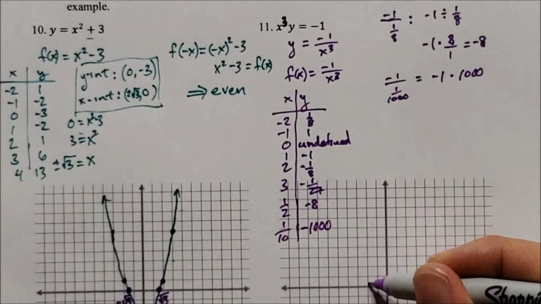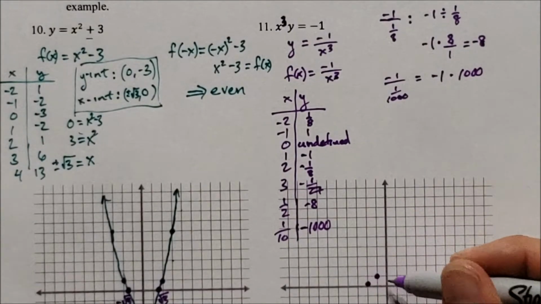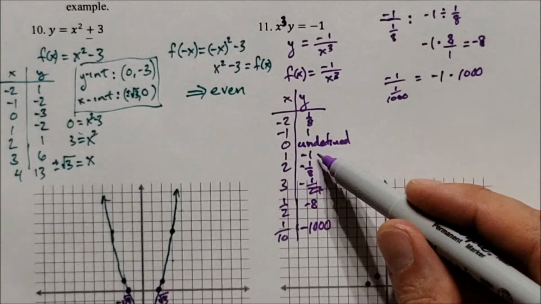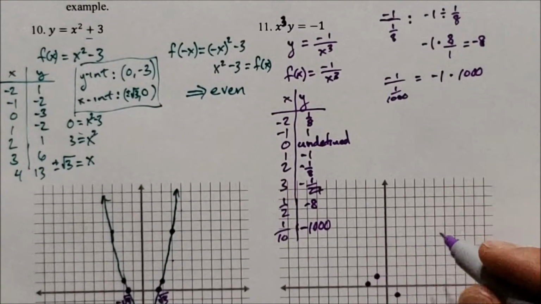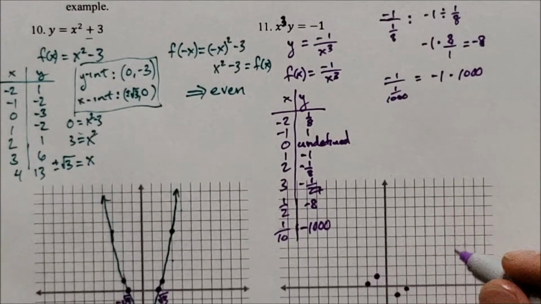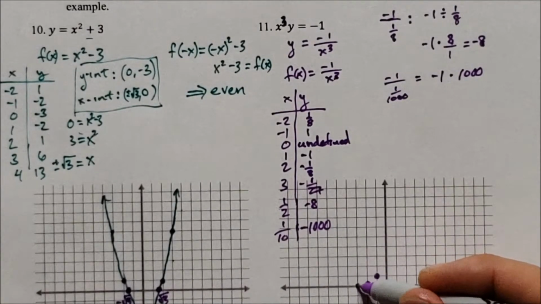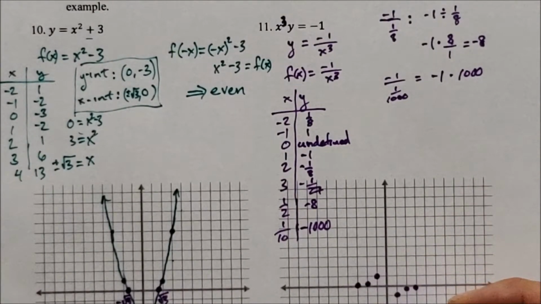Negative 2 was 1/8. Right in there. Negative 1 is positive 1. Right here. 0 is undefined, so we probably have an asymptote, or at least a hole. 1 is negative 1. 2 is negative 1/8. 3 is negative 1/27, even closer to the line if we can. It's going to mirror on the other side, but 1/2 was negative 8. 1, 2, 3, 4, 5, 6, 7, 8. Right here, 1/10 was negative 1,000.